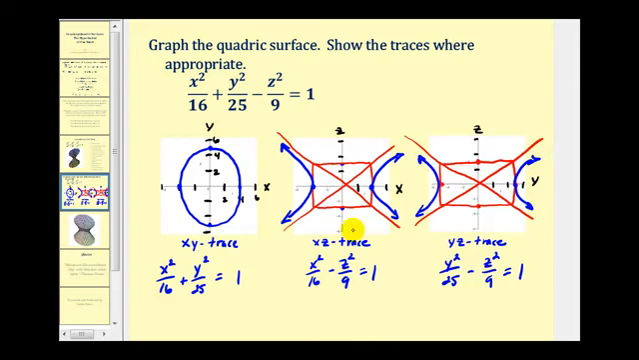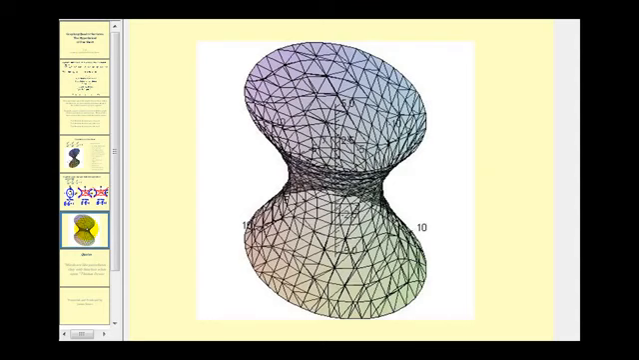So if we slice this surface along the XY, XZ, and YZ planes, the intersection of the plane and the surface would look like this. We call these the traces. And if we put these traces together to form a surface, it would be a hyperboloid of one sheet, as we see here. Let's go ahead and take a look at a dynamic graph so that we can verify our traces.